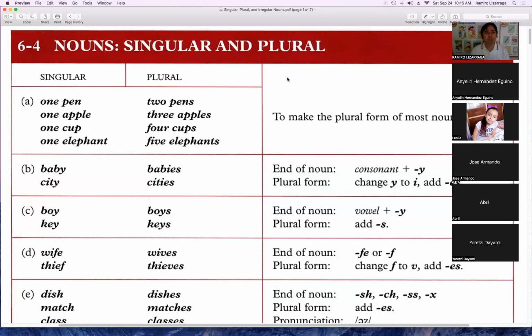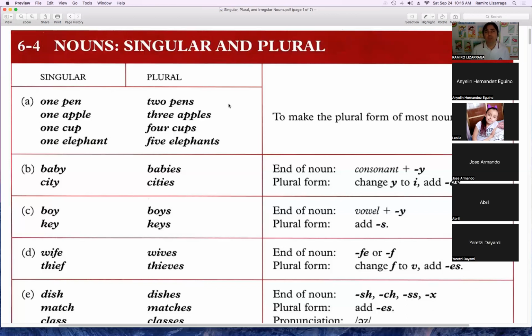Okay, so let's begin. I think all of you, as you see this, you can tell what are singular nouns and what are plural nouns. I already explained to you what nouns are. You know what nouns are. Nouns are objects, but also nouns can be people.